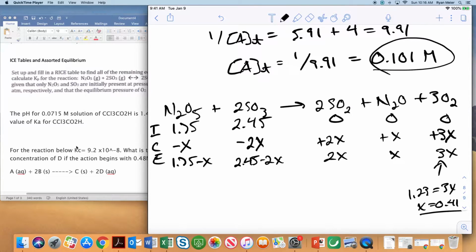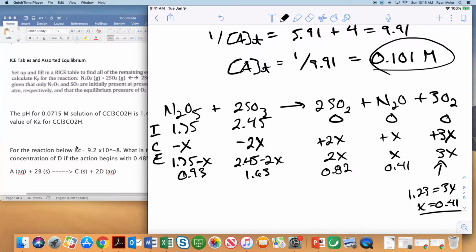Right? So plugging that value in for x, I'm going to have the 1.23 for O2 I already know, 0.41 for N2O, 0.82 for SO2, 2.45 minus 0.82 is going to give me 1.63 for the SO3, and 1.75 minus the 0.82 is going to give me 0.93 for the N2O5.